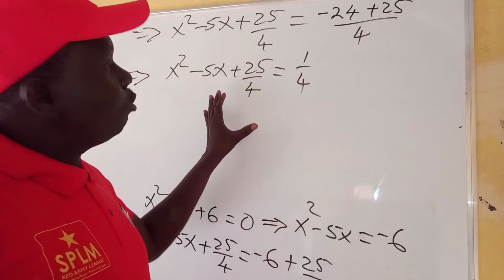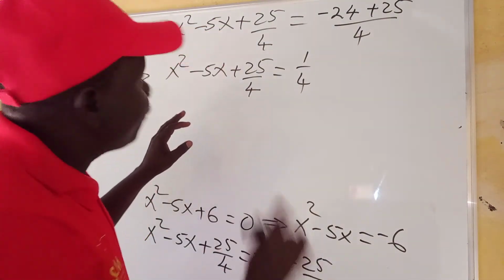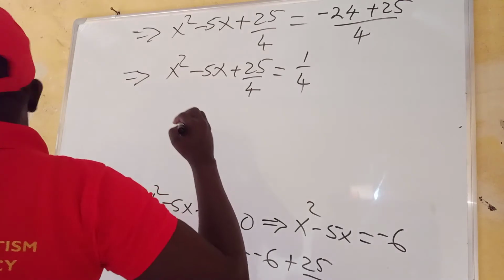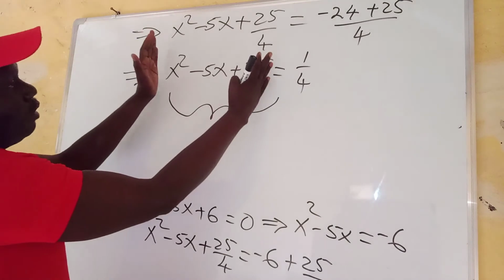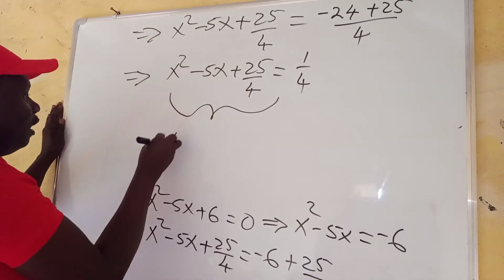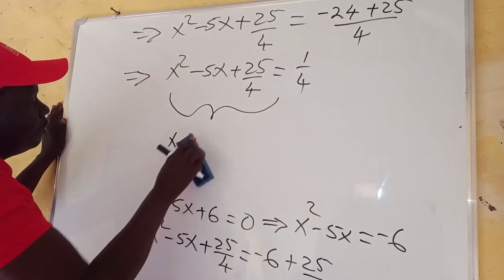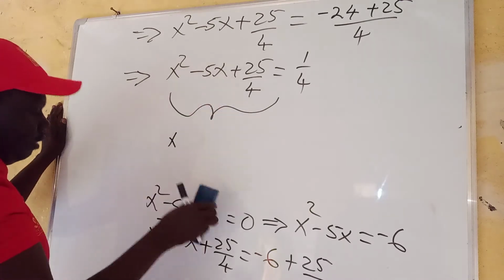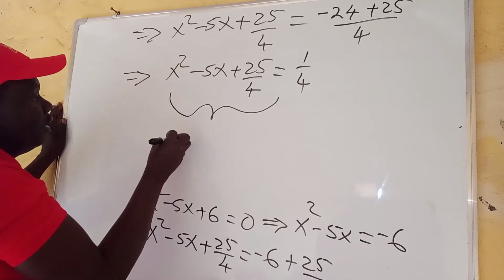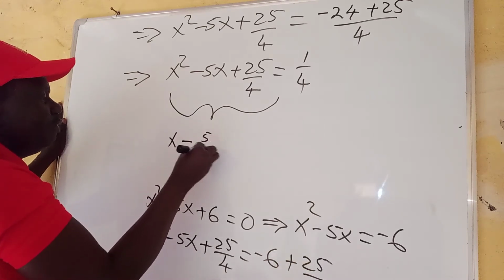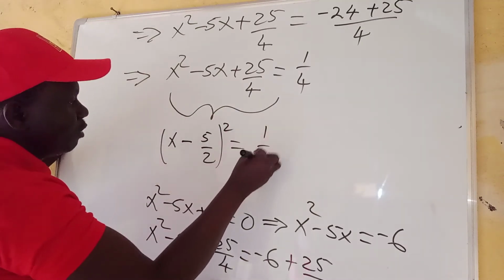Now, the next thing is we complete this side. And that's why the name is completing the square. What is the square of this? It is x, then minus 5 divided by 2, the whole squared, is equal to 1 over 4.